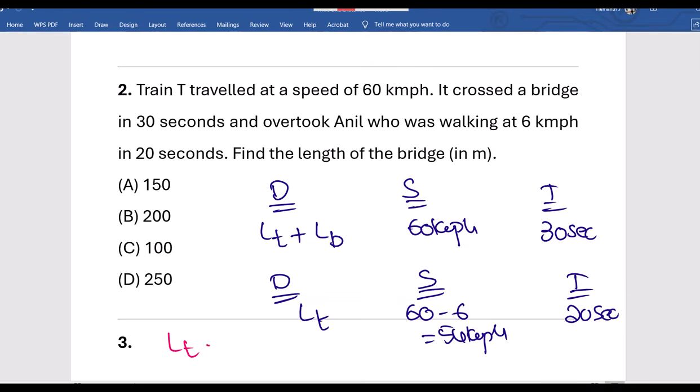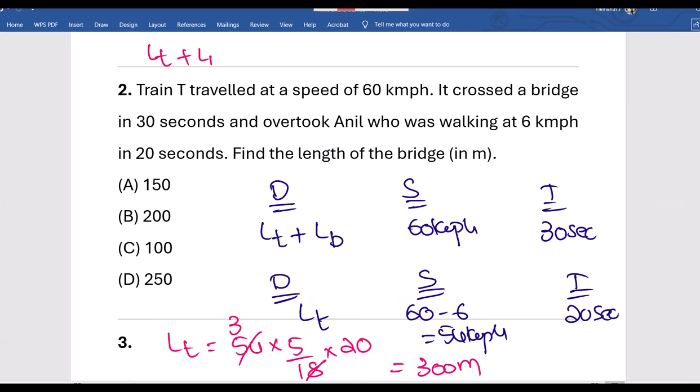Length of the train is 54 km per hour, which means 54 into 5 by 18. Why did 5 by 18 come into the picture? It's 300 meters, the length of the train. But the question is not the length of the train. It is the length of the bridge. First case now.